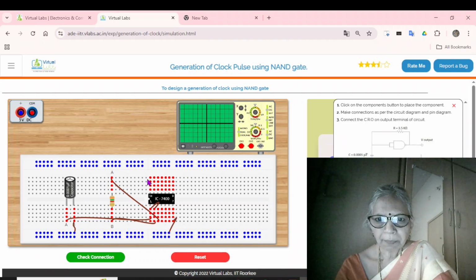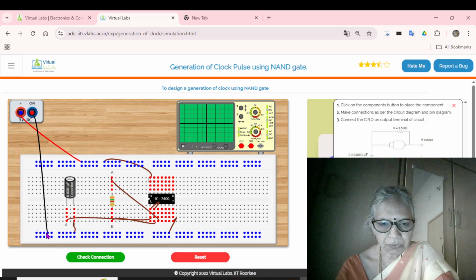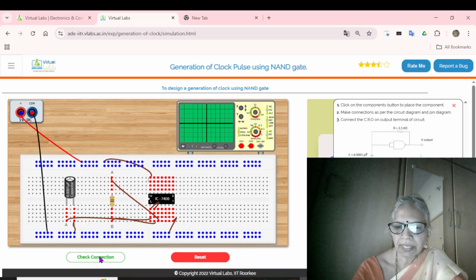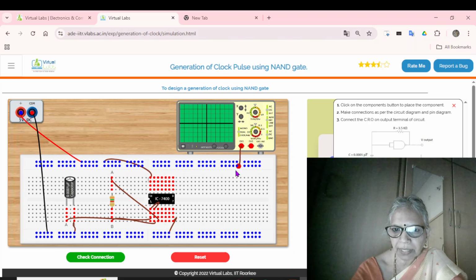Pin number 14 to the power supply, 5 volts to the power supply, negative to the ground. And the CRO is to be connected to pin number 3. It has 2 channels and we are using only 1 channel here.